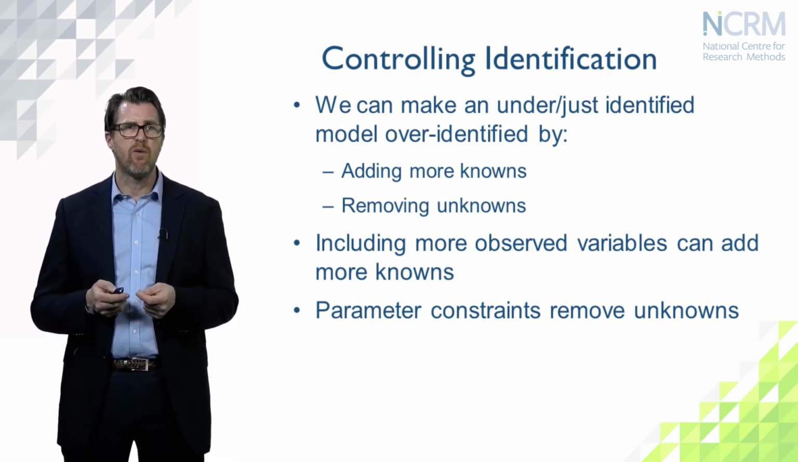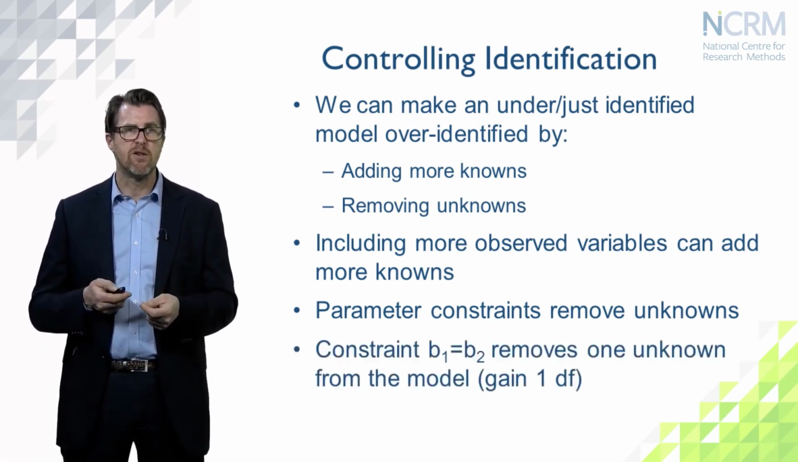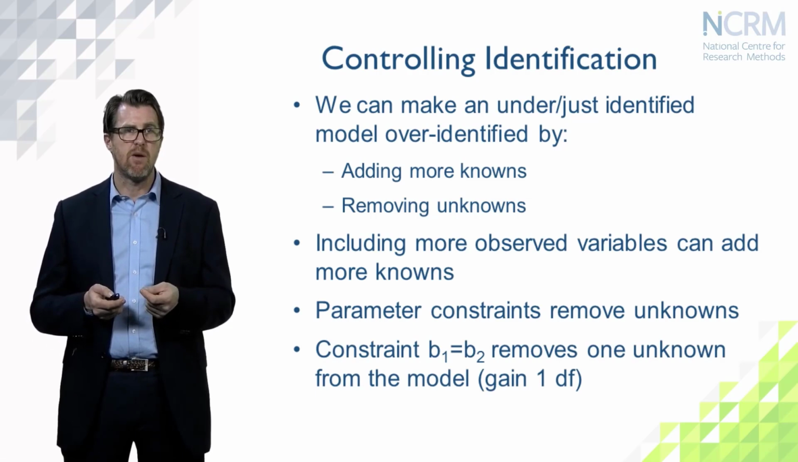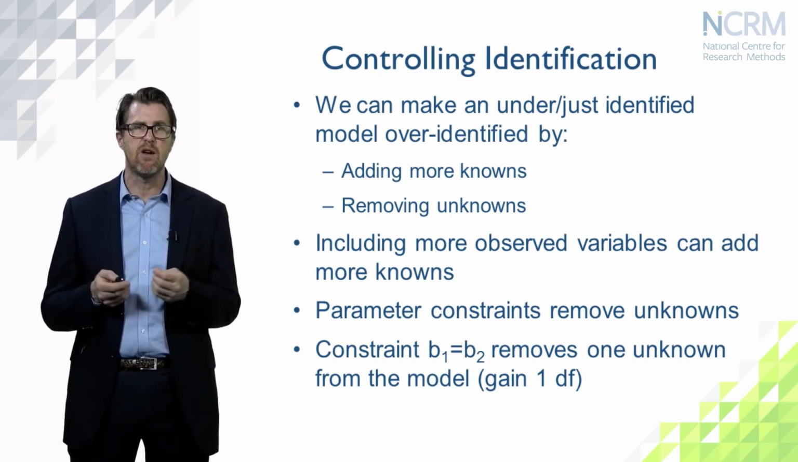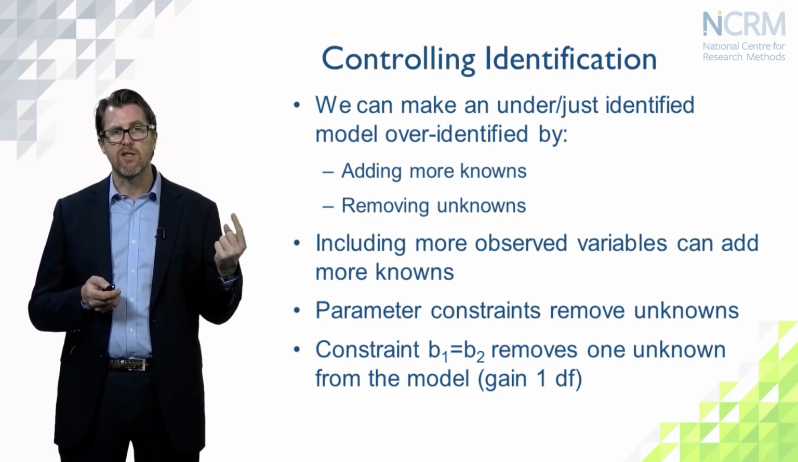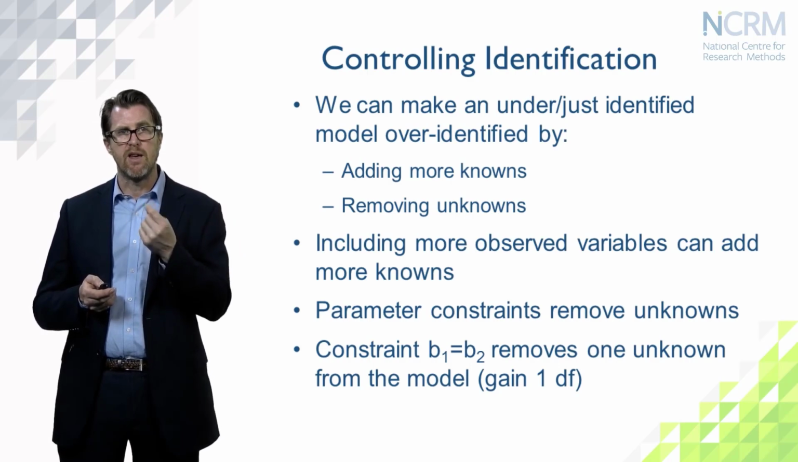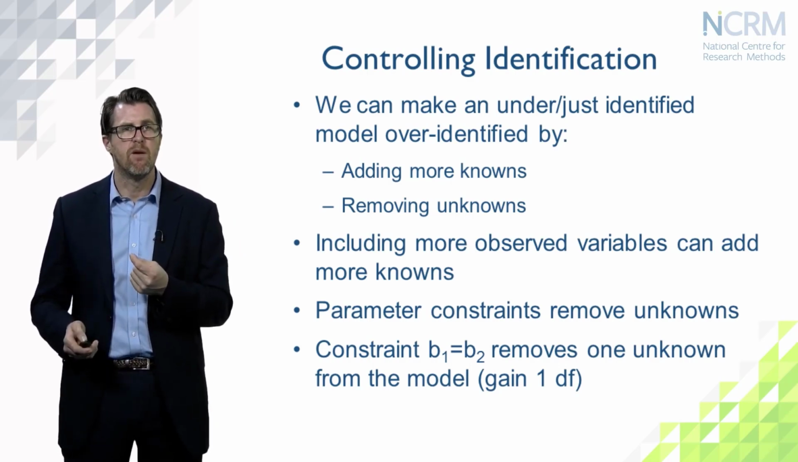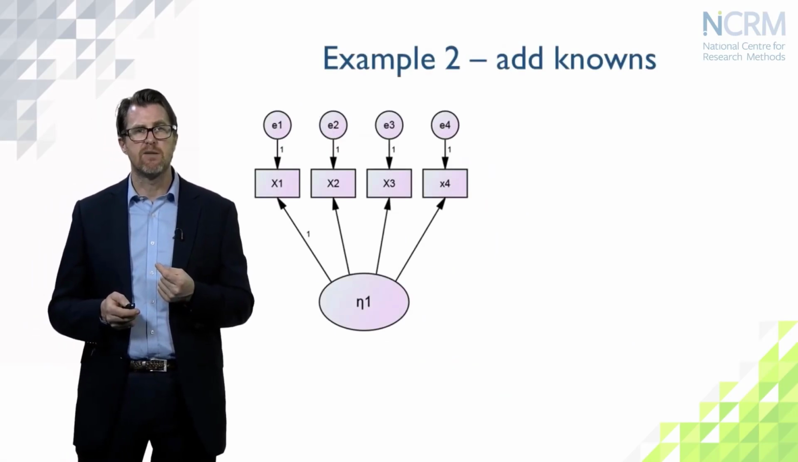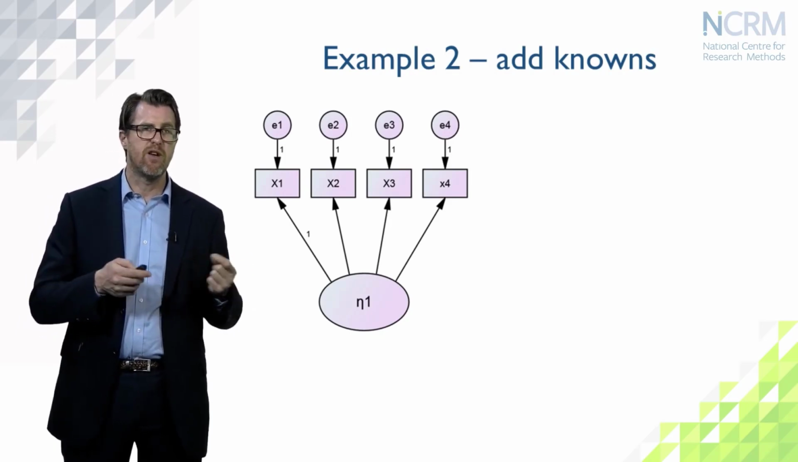So if we were to constrain 2 of the parameters in the model to be equal to one another, let's say we constrain 2 of the regression coefficients or the factor loadings to be equal, now we're only estimating 1 parameter where previously we were estimating 2. So we've removed 1 unknown and gained 1 degree of freedom. Now we can see this in this model here, where we have added an additional observed variable to the previous path diagram.